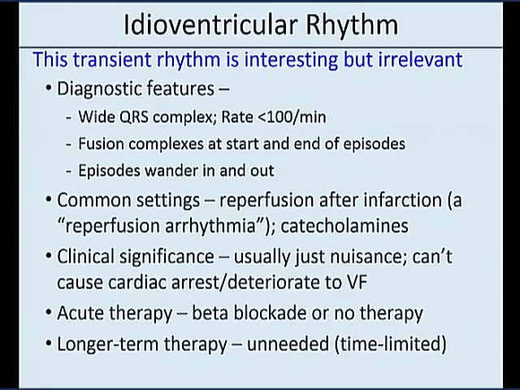Idioventricular rhythm. This is a very interesting disorder. It's not very common. More common in the monitored ICU patient who's asymptomatic than in the free-living creature, because it tends to occur in reperfusion after infarction, and with some catecholamines, where the ventricle just decides to go a little bit faster than the sinus rate for whatever reason. It's just a nuisance. It walks in and out of the monitor, and it typically doesn't require any treatment at all.